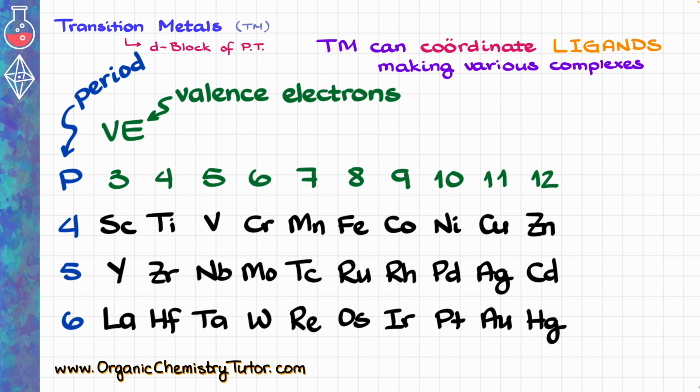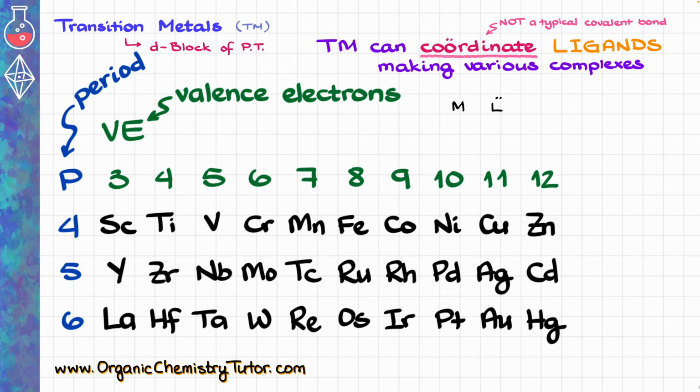So a really cool thing about the transition metals is that they can coordinate ligands around them. And when I use the word coordinate here, I mean the formation of a specific type of a chemical bond, which is not your typical covalent bond, but neither is it an ionic bond.